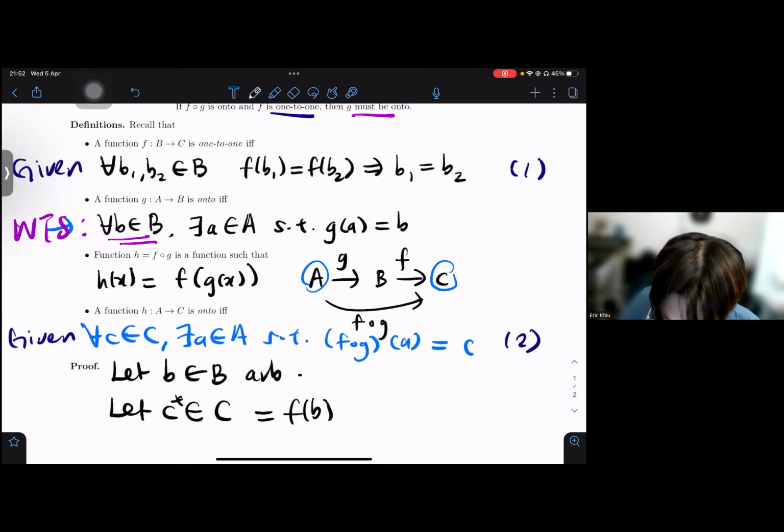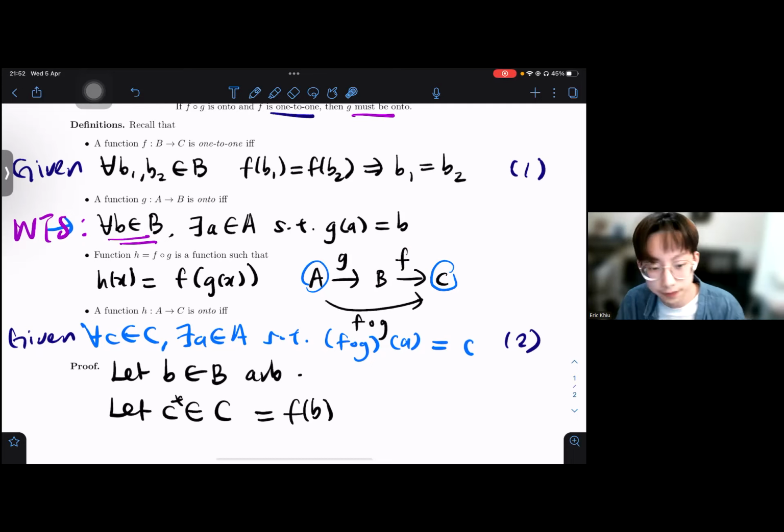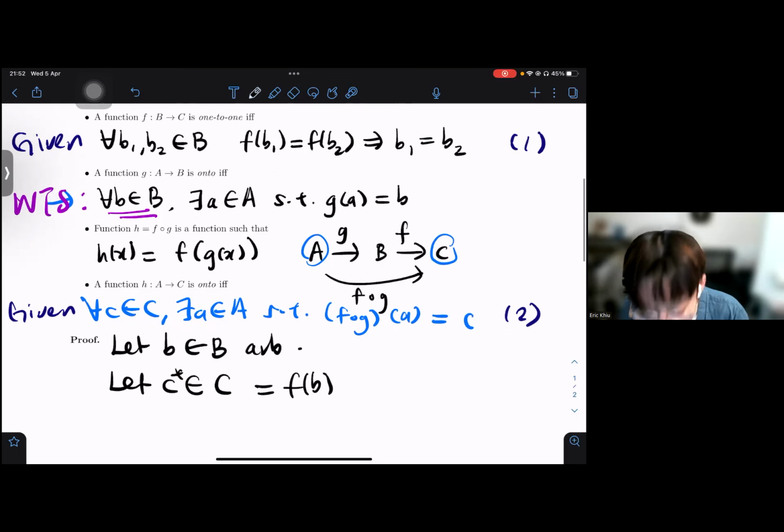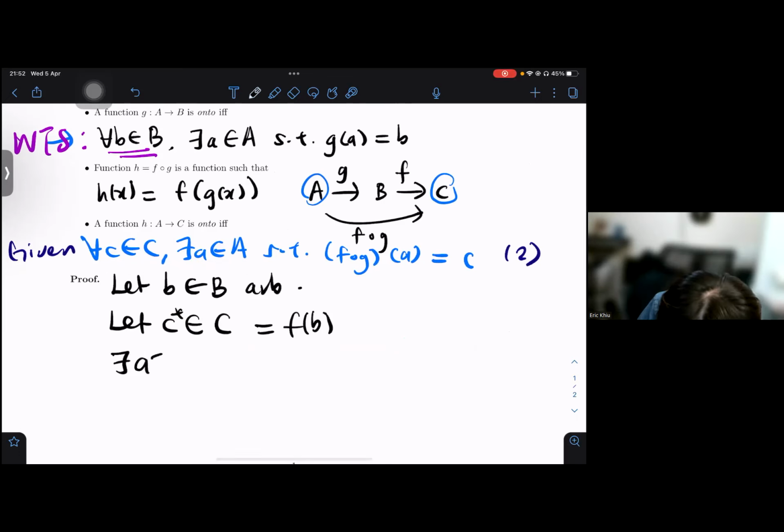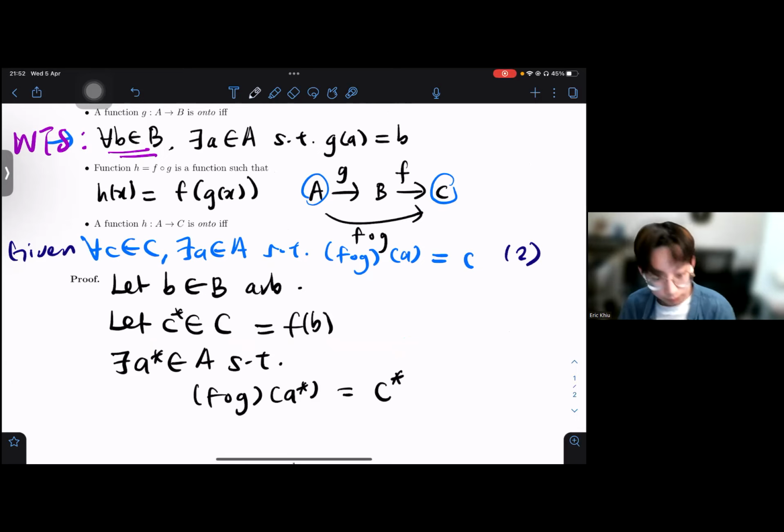If you look, we only have two assumptions, 1 and 2, and 1 has nothing to do with C, but 2, look at this. For all C in C, something is true. For all C, including this C star, because this C star is also in C. So we know that there exists an A, let's call it A star, because I just want to make sure that I know who is who. There is an A star in A such that f composite g of A star is C star.